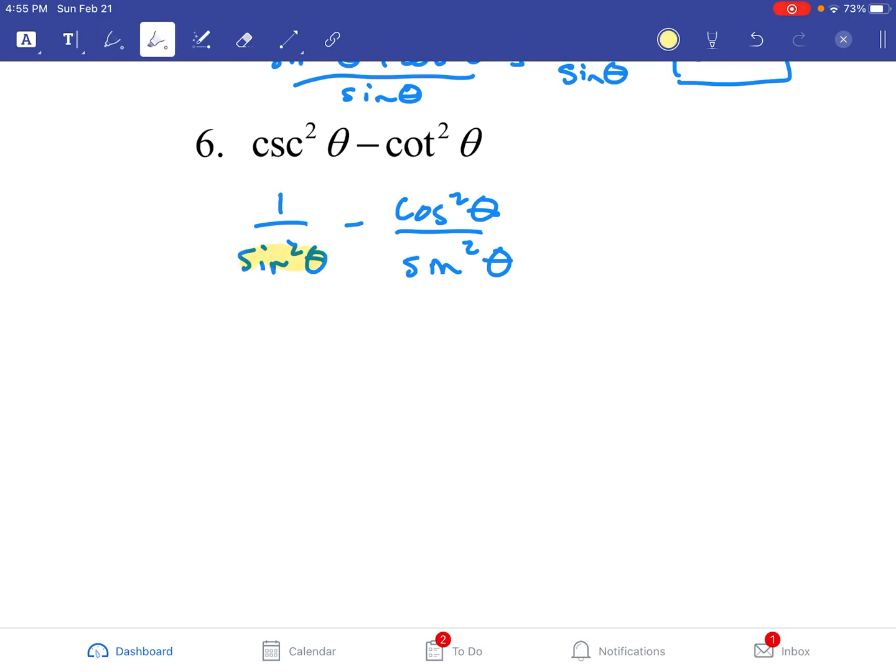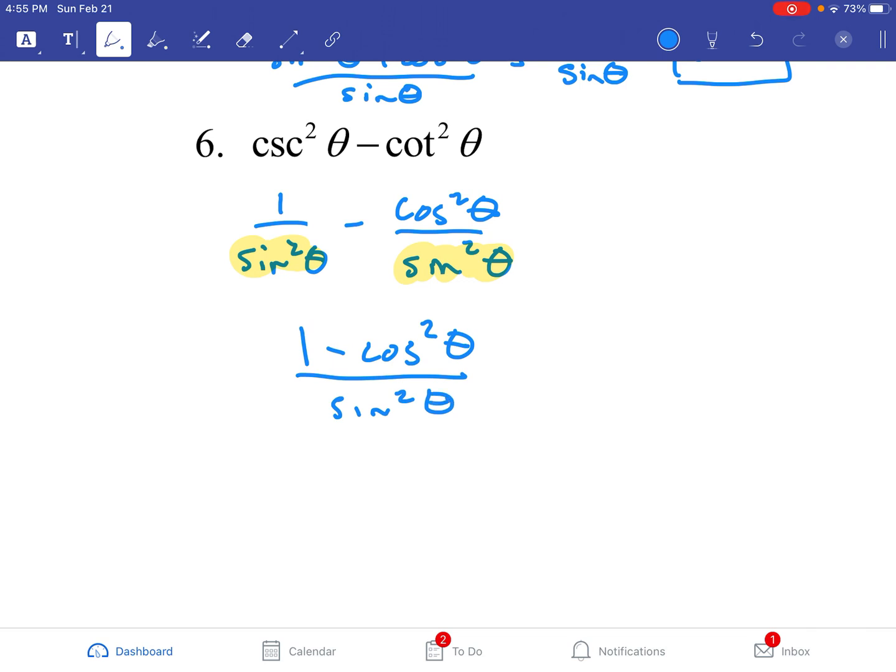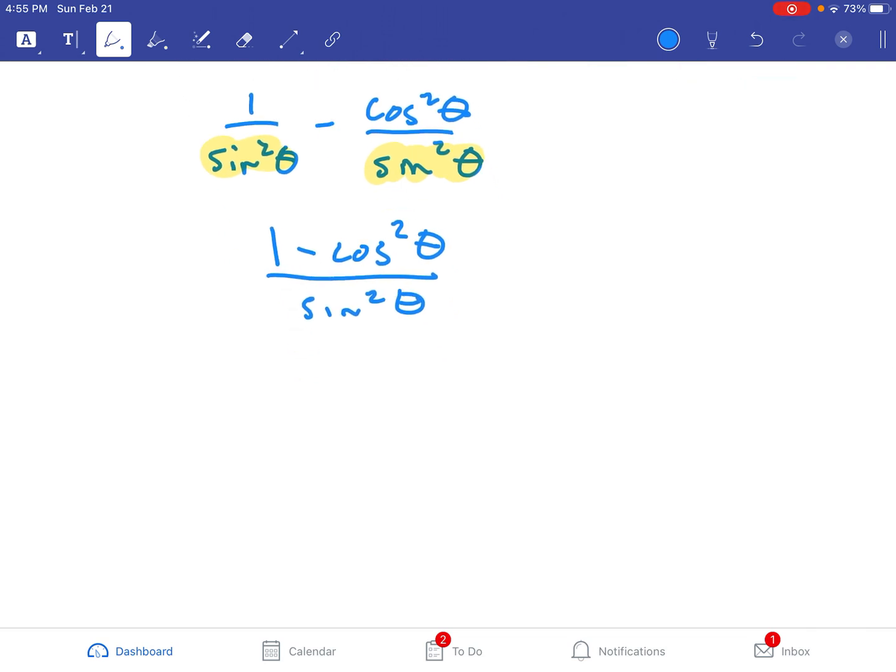All right, those have common denominators. They're both sine squared, so when you combine them, you get 1 minus cosine squared over sine squared. Now the Pythagorean identity of 1 minus cosine squared is sine squared, so you have sine squared over sine squared, which gives you just, as they both cancel, 1.